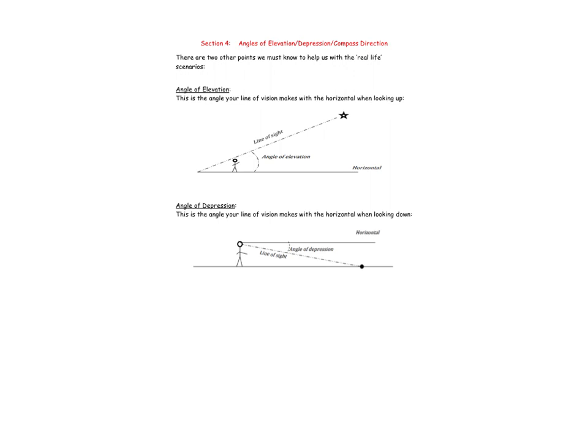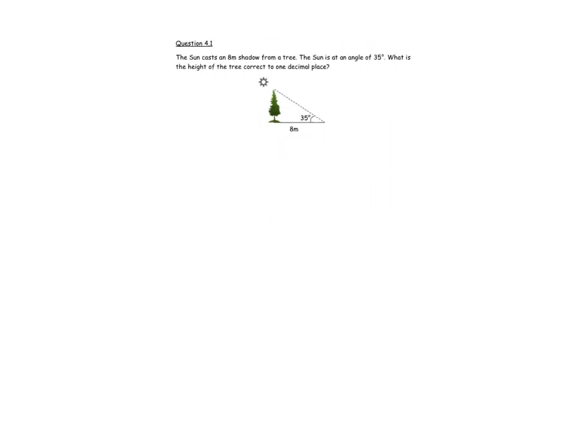So angle of elevation, it's just the angle your line of vision makes with the horizontal when looking up, and the angle of depression is the angle your line of vision makes with the horizontal when looking down. So it's really important to make sure you know the two definitions and what they mean. The best way to become used to or get familiar with using angles of elevation and angles of depression and where they come into questions is just by doing a few examples of real life questions with trigonometry.